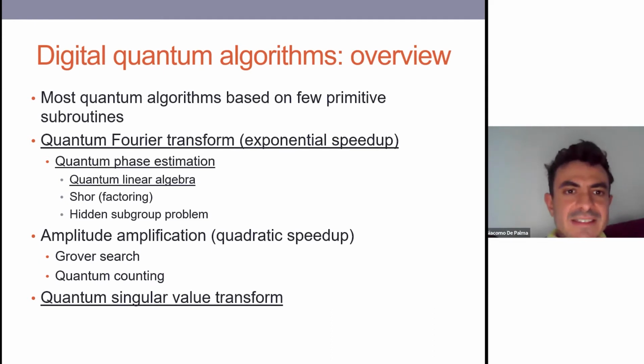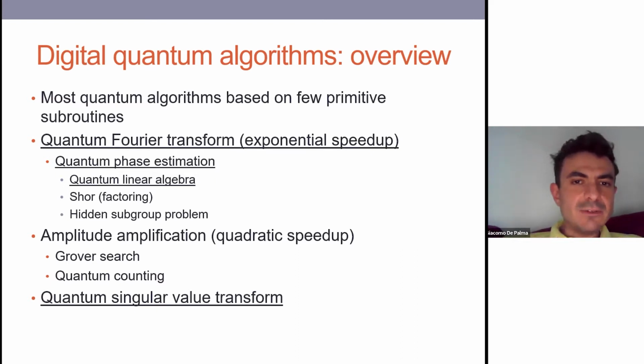So what are these quantum subroutines on which the algorithms are based? The first that we will see, and probably also the main, is the quantum Fourier transform, which is the quantum counterpart of the Fourier transform for functions. And it's a subroutine that can generate algorithms that can have an exponential speed up with respect to their classical counterparts. And one of the main applications of the quantum Fourier transform is the quantum phase estimation.